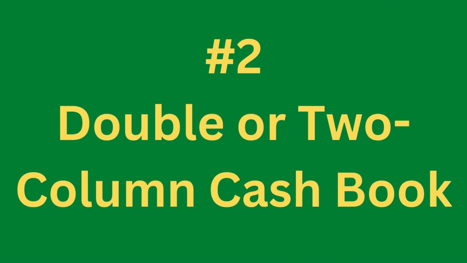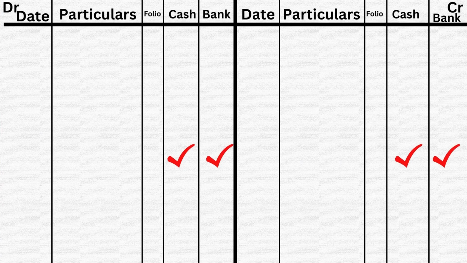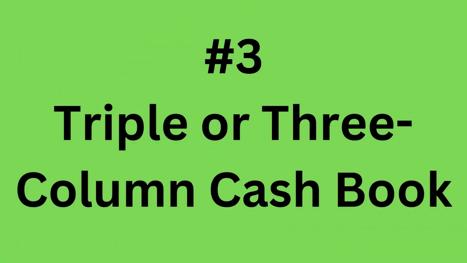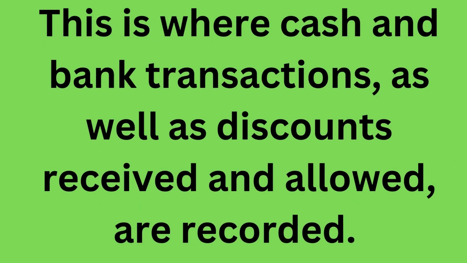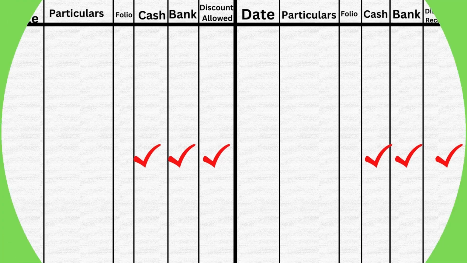Number 2. Double or 2 column cash book. This is where both cash and bank transactions are recorded. As a result, it contains separate columns for cash and money in the bank. Number 3. Triple or 3 column cash book. This is where cash and bank transactions, as well as discounts received and allowed, are recorded. A 3 column cash book, on the other hand, contains a cash column, a bank column, and a discount column, representing discount received and allowed respectively.